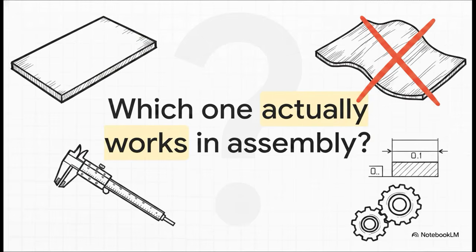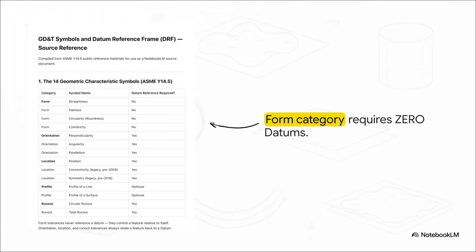So, I gotta ask you, which one of these actually works in a real-world assembly? Obviously the flat one, for sure. But if a basic set of calipers or micrometers can't tell the difference between a perfectly flat surface and a wavy potato, how do we catch that defective part before it ruins an entire engine block or a critical aerospace build? Well, to catch that wavy part, we need a highly specialized set of rules. We need form tolerances. Okay, let's dive into this.